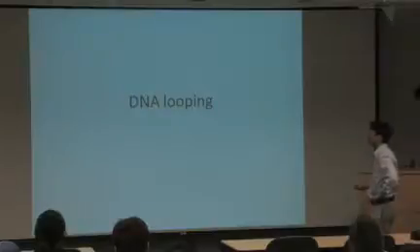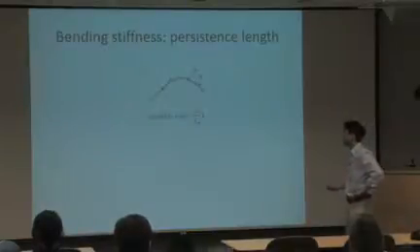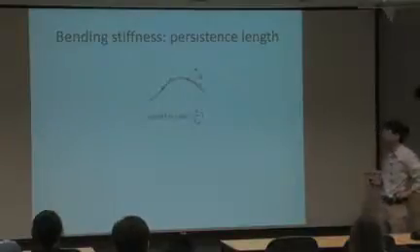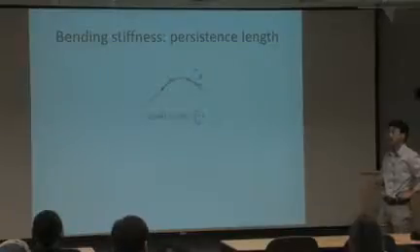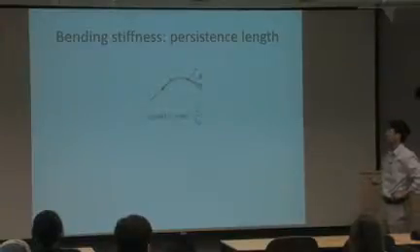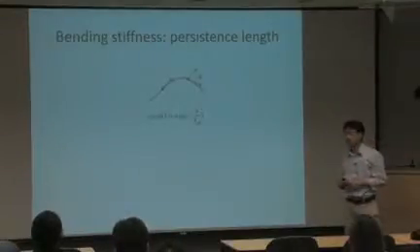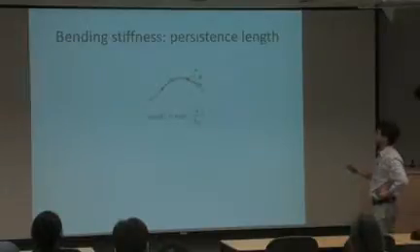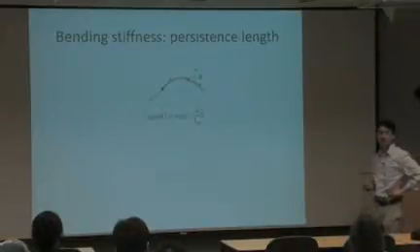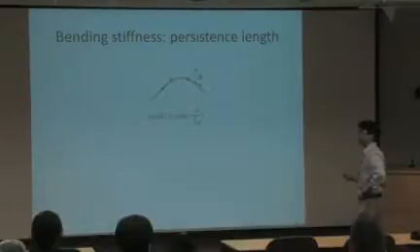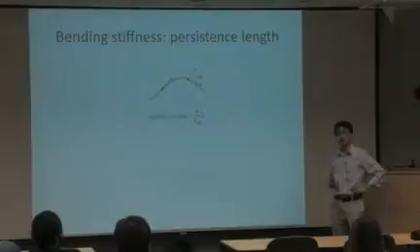Okay, so the first part, DNA looping. Before we move on, I would like to introduce the physical concept related to looping, and that is called the persistence length, which is the length scale used to characterize the bending stiffness of a polymer. Imagine a flexible polymer like this. You can put 2 points on the contour of this polymer, and then draw vectors that are tangent to the contour at those 2 points, and there is going to be an angle between the two vectors.